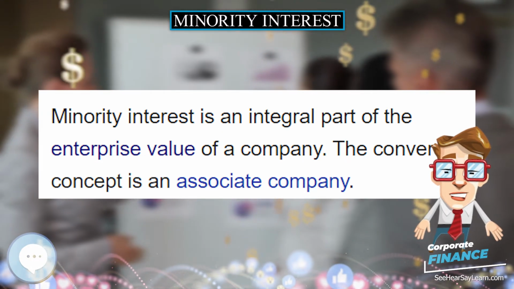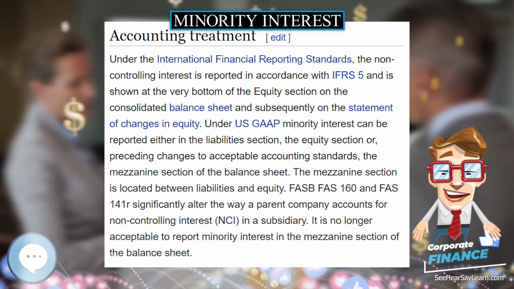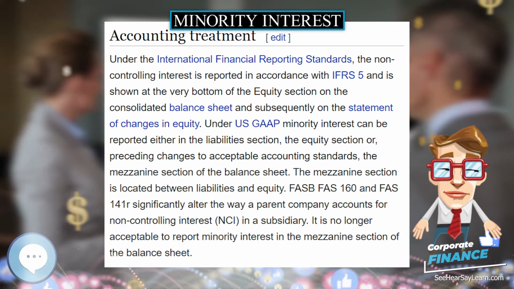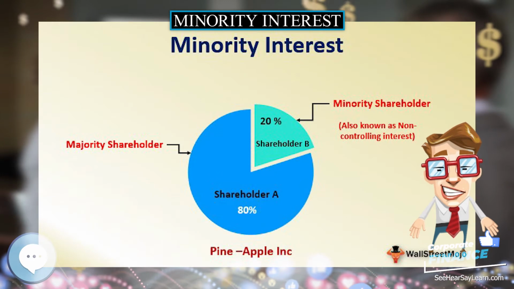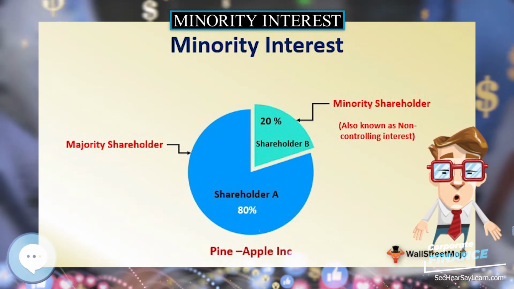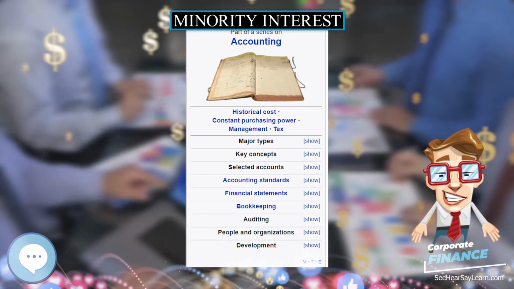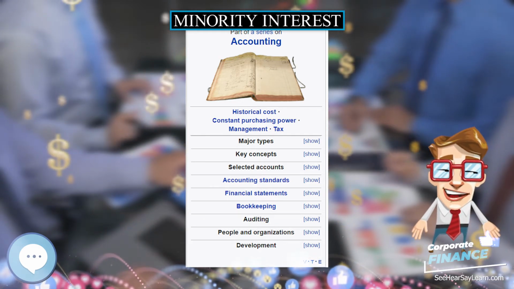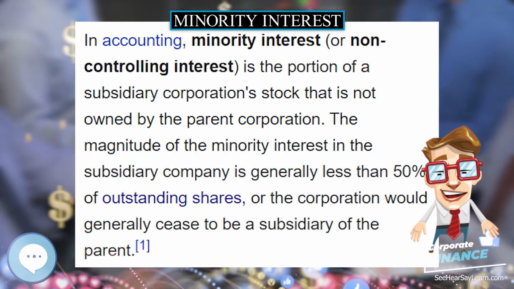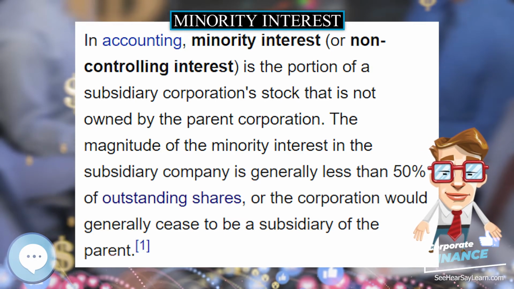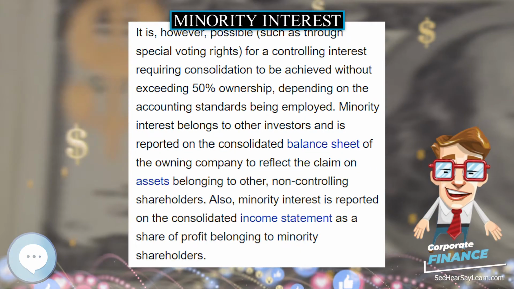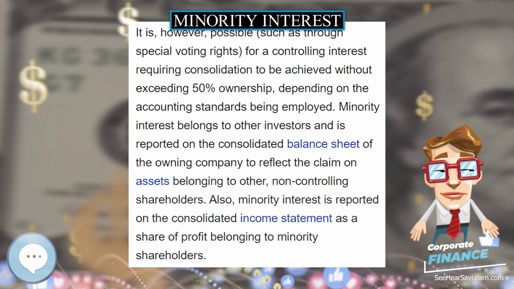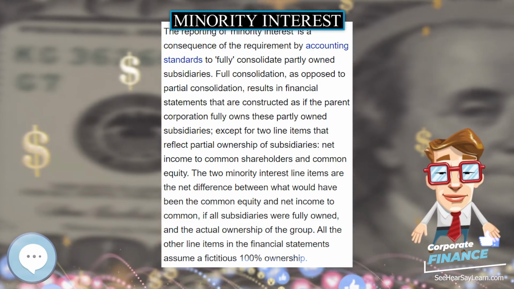Some investors have expressed concern that the minority interest line items cause significant uncertainty for the assessment of value, leverage and liquidity. A key concern of investors is that they cannot be sure what part of the reported cash position is owned by a 100% subsidiary and what part is owned by a 51% subsidiary. Minority interest is an integral part of the enterprise value of a company. The converse concept is an associate company.